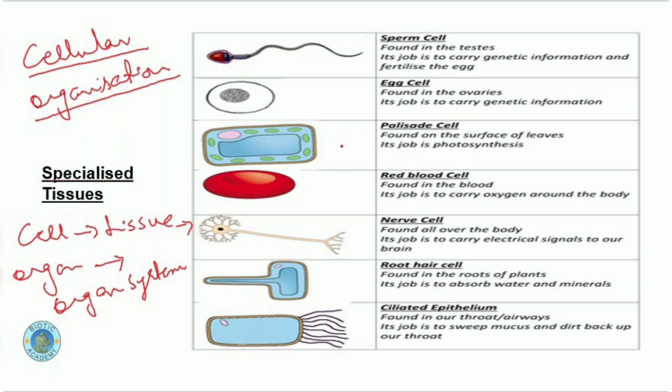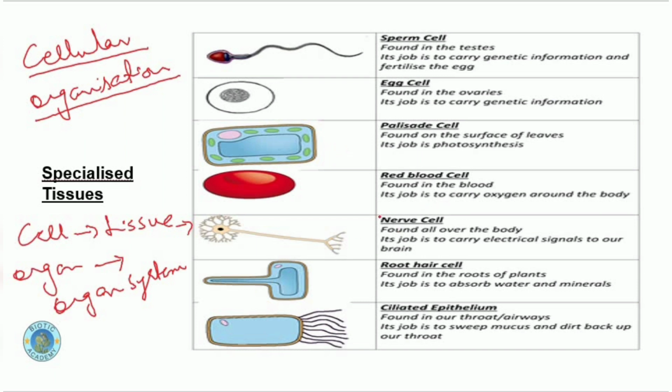Now the next is the palisade cell. Palisade cells are found in the underlying layer of the epidermis of the leaf in the plant body, and their job is to perform photosynthesis. Why am I saying that they are specialized? Because they contain a large number of chloroplasts within them which help in the process of photosynthesis.